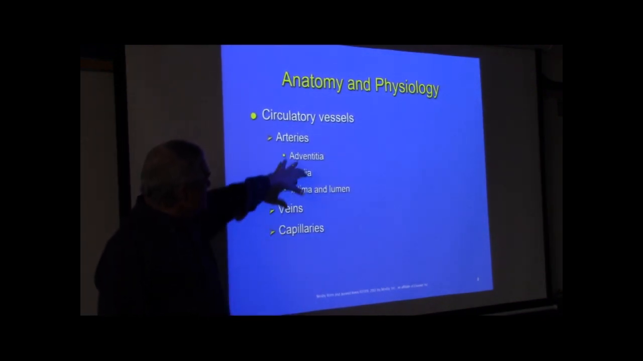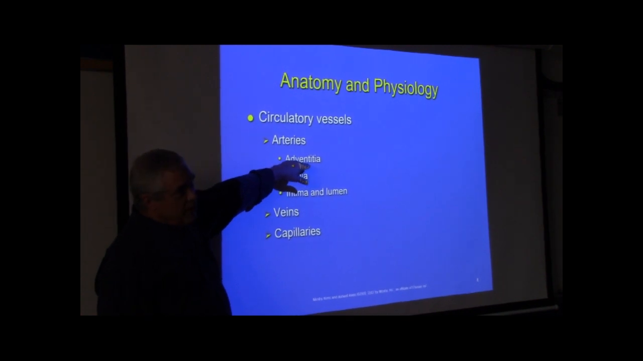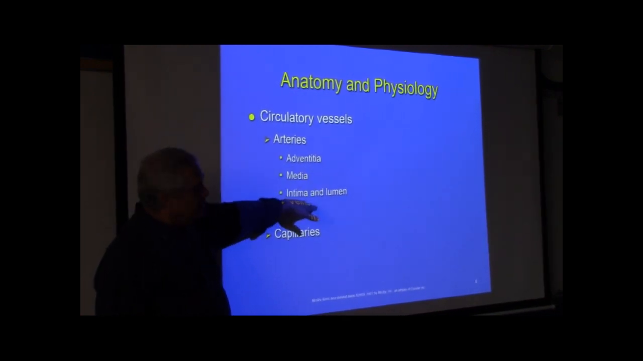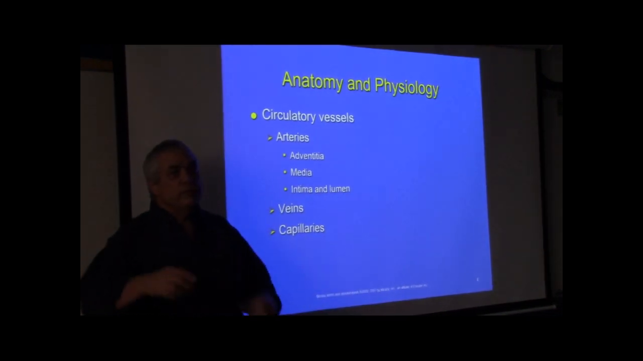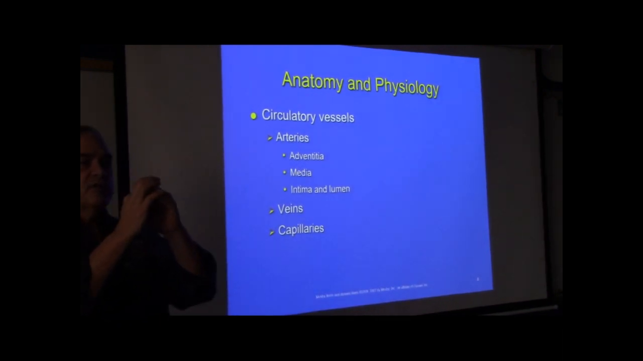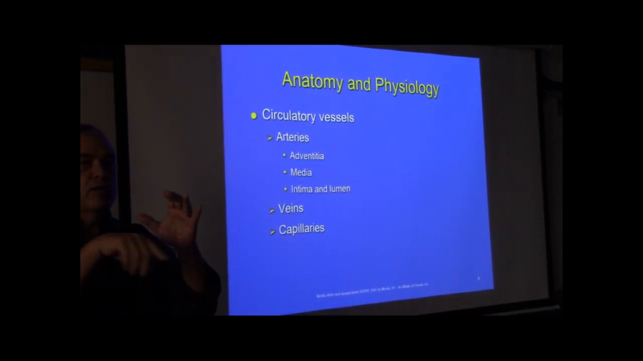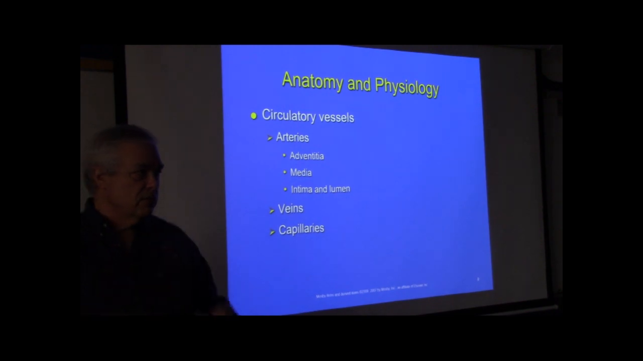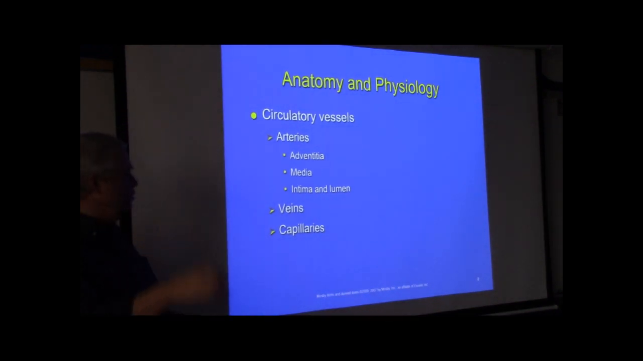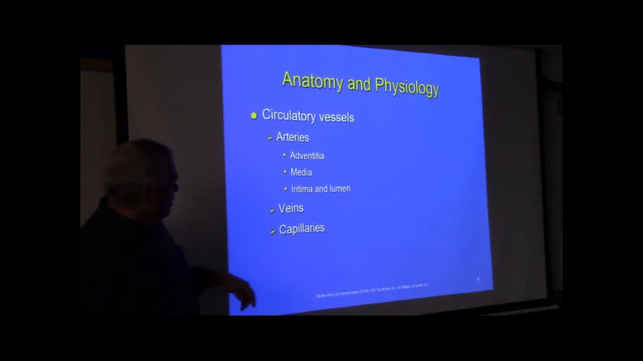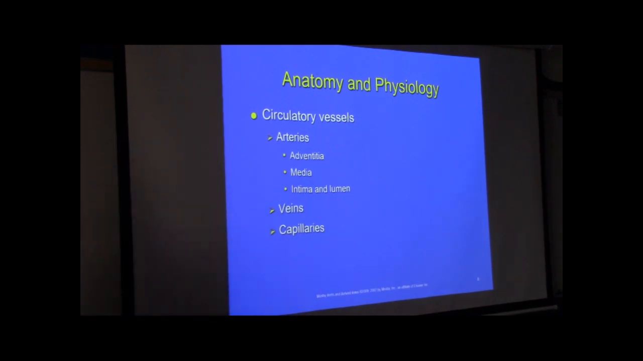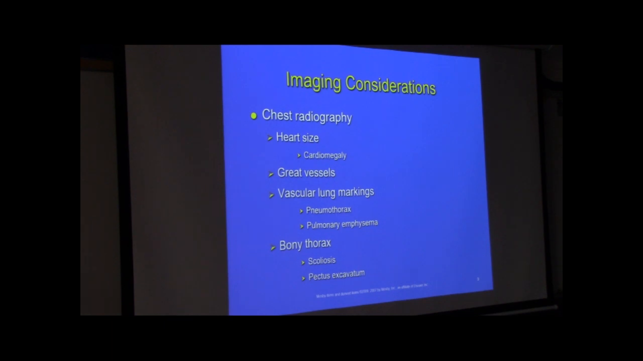Okay, arteries, and we talked about the tunica adventitia, media, intima. The lumen you can think of as the central part of the vessel where the blood actually flows. That's the hollow part of the tube. And then the veins are set up like the arteries, except with thinner muscular walls. And then the capillaries are super thin. They're thin enough to allow gas to pass in and out.